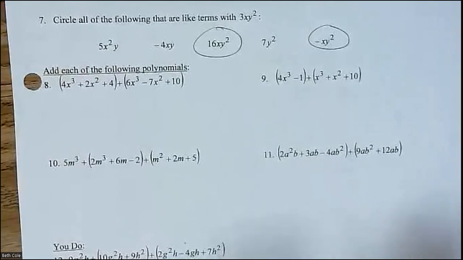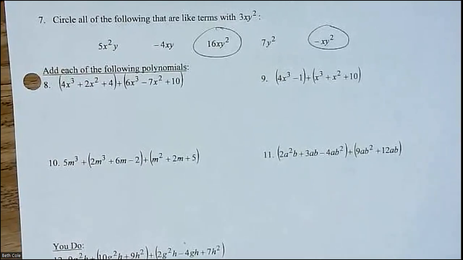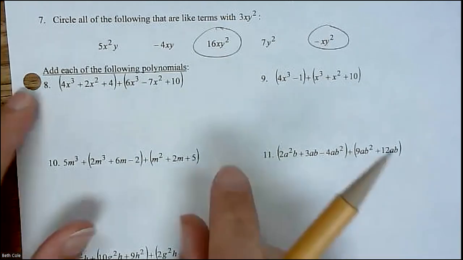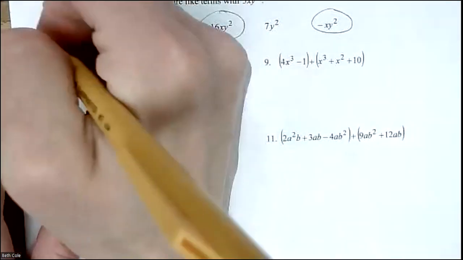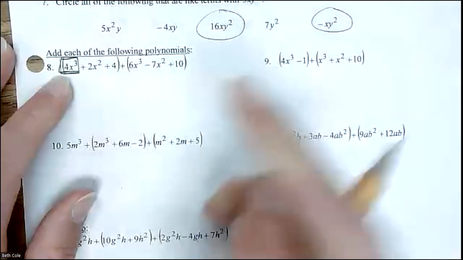So here we're going to add. Now, when I find like terms, and you can do this however you like, I put shapes around them to match them together. Like these ones are the squares and these ones are going to be a circle and these ones are a triangle. You could color code if you wanted to get different pens, totally up to you. All right. But look at this one. Do you see the 4x cubed? I'm going to put a square around that. And then I'm going to look through this.